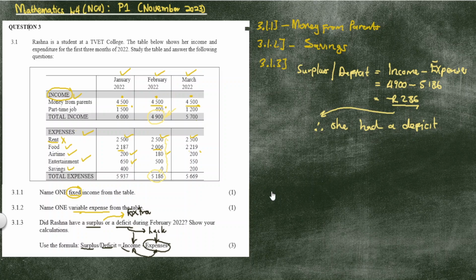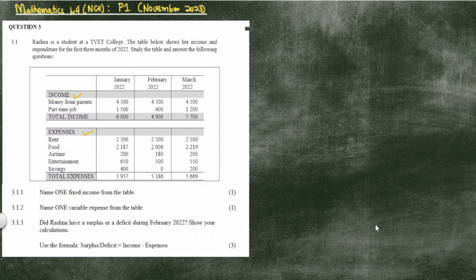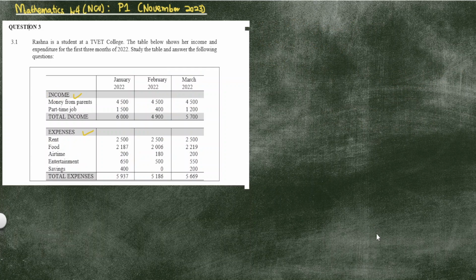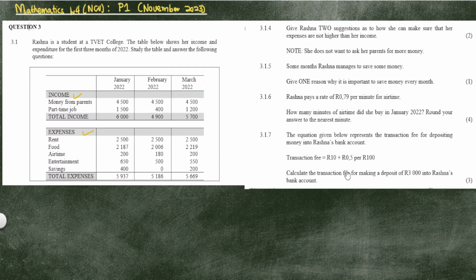Okay. Next question. Let's go. I can hide perhaps this part. Okay. Now, level 3.1.4, give Rashna two suggestions as to how she can make sure that her expenses are not higher than her income.